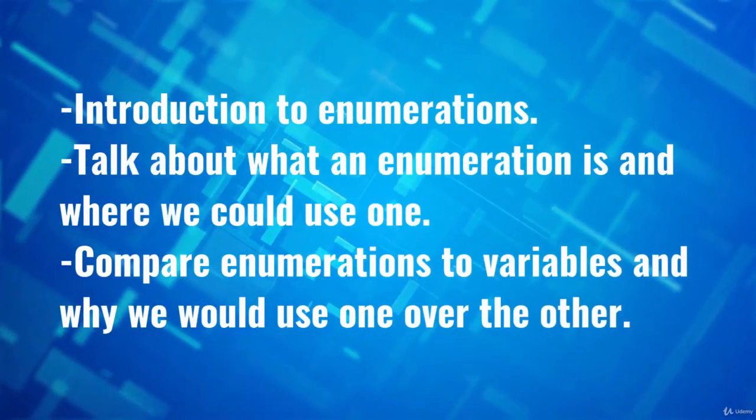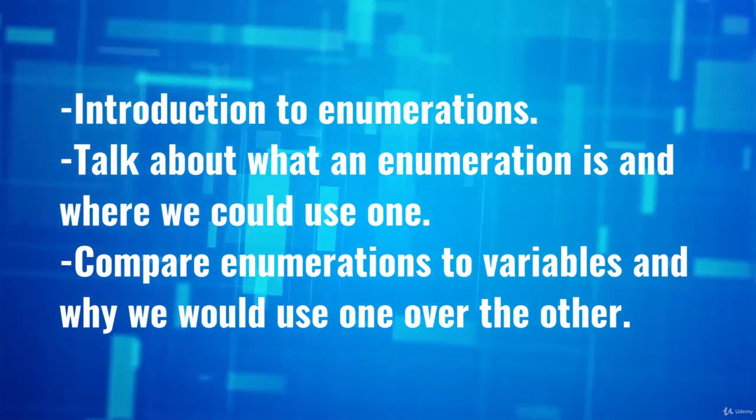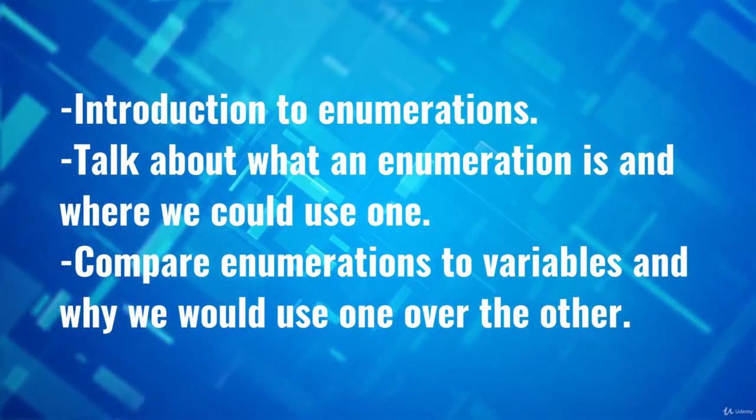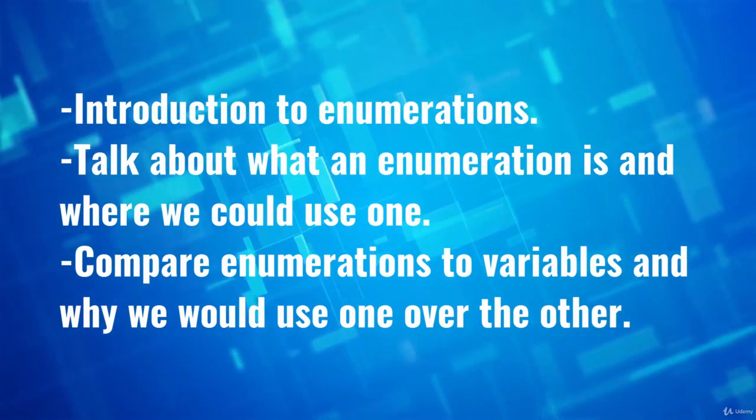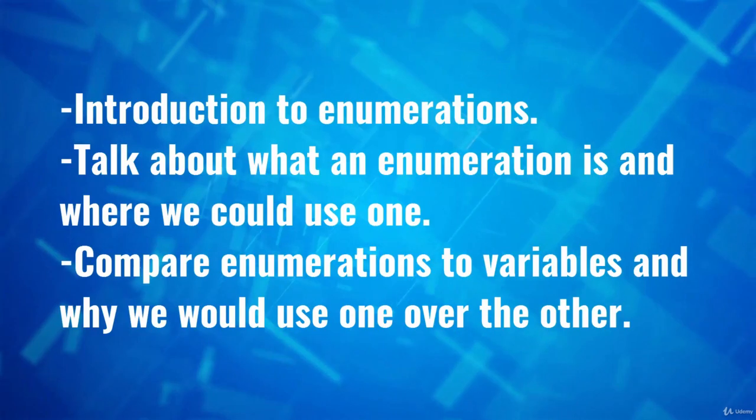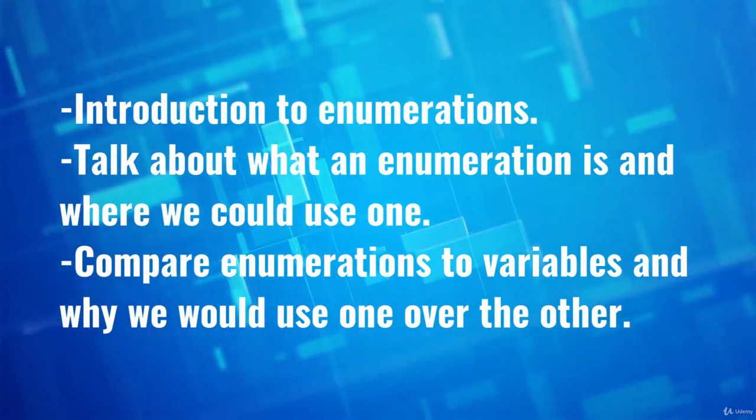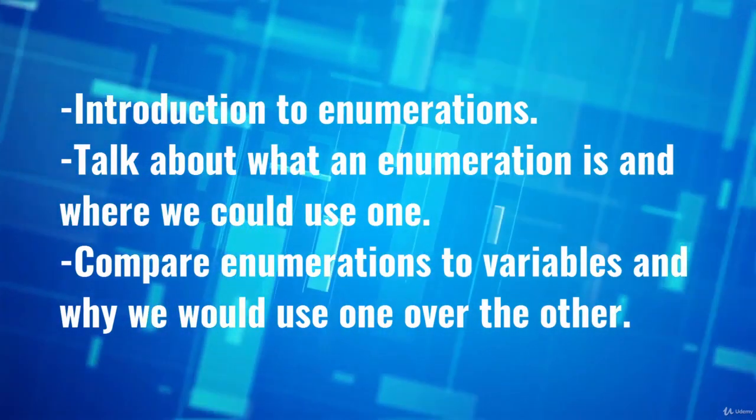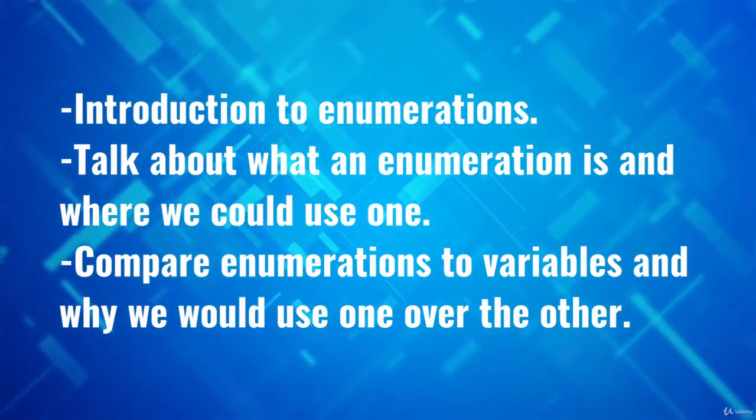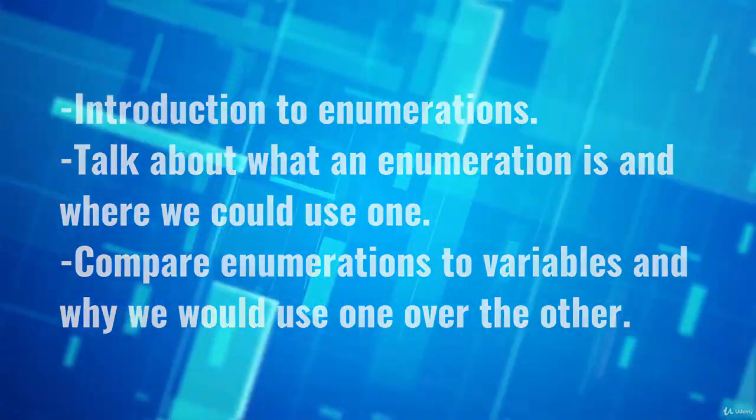Okay, so this first part will be our intro into enumerations. We're going to talk about what an enumeration is and where we could use one. Then we're going to compare enumerations to variables and why we would use one over the other, because we'll see that an enumeration defines an entirely new type and gives us a set of possible values, unlike a variable that has a predefined type. Well, rather, it has a restrictive type, and that could be something like a float, integer, double, string, whatever. In this case, an enumeration is defining a new type, but we'll be more specific in the tutorial part coming up.